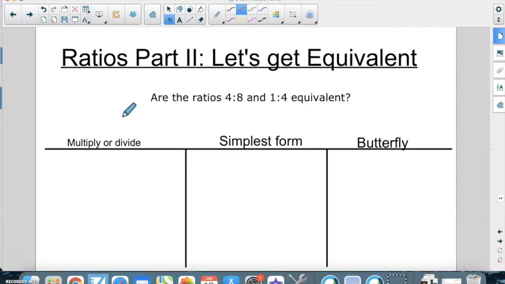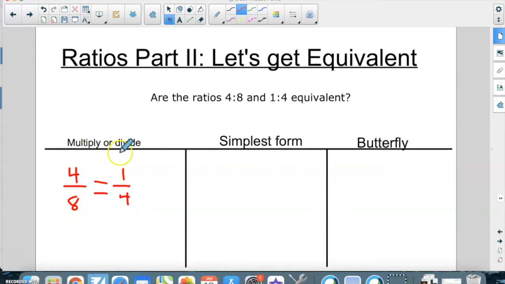Sometimes one way doesn't work at all, or it takes multiple steps. So let's just see. Now, you can choose any one of these ways, but I'm going to show you all the ways. So the question is, are the ratios 4 to 8 and 1 to 4 equivalent? Okay. So first thing I want to do is I'm going to write them as fractions. So 4 over 8 and 1 over 4. Okay. Now, we're trying to figure out if these are equal. So I'm just going to put an equal sign in between.